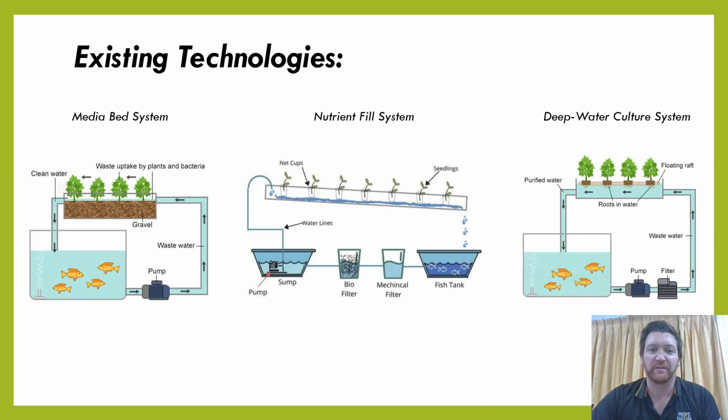Existing technologies. In the world of aquaponics, there are multiple systems out there, including media bed systems, nutrient film technique systems, and deep water culture systems. The media bed systems are simple and effective, using gravel or clay media to support plant growth and filtration. Nutrient film technique and deep water culture systems are more complex and require consistent water flow and additional filtration.